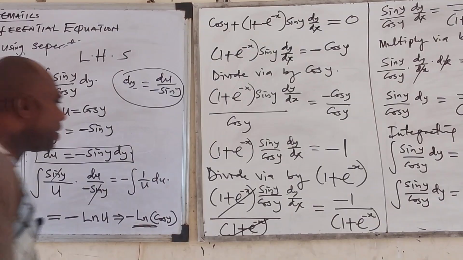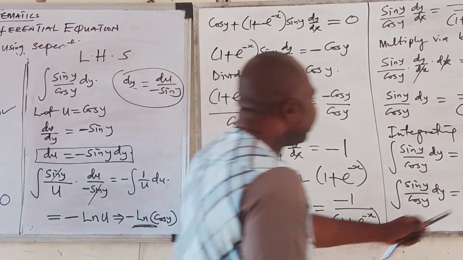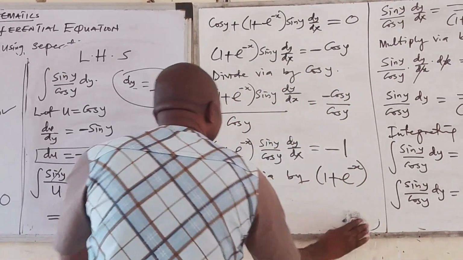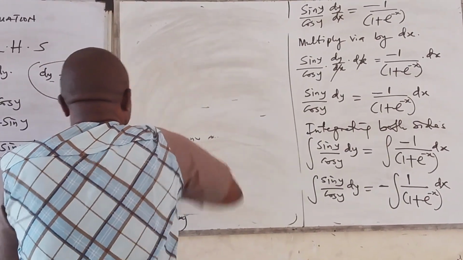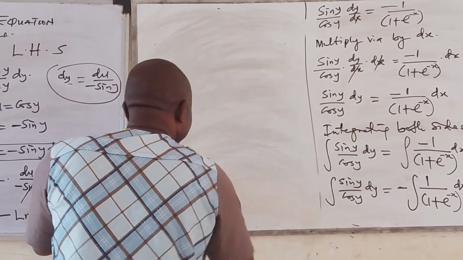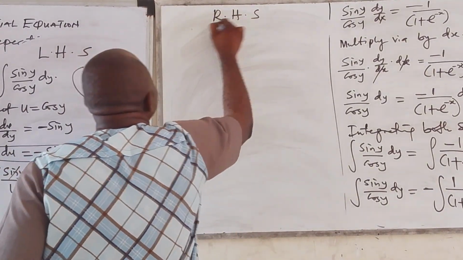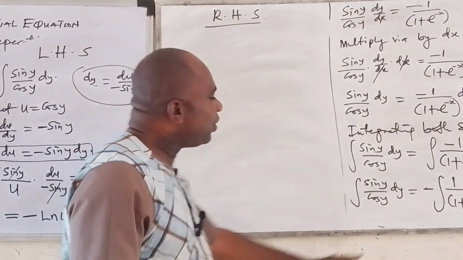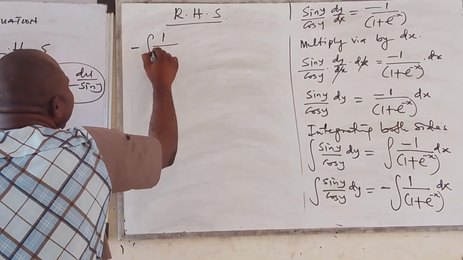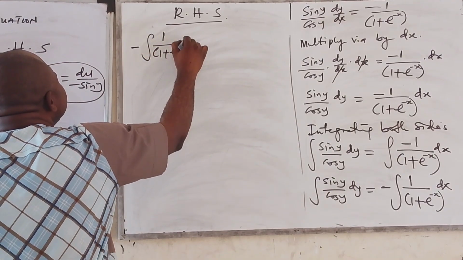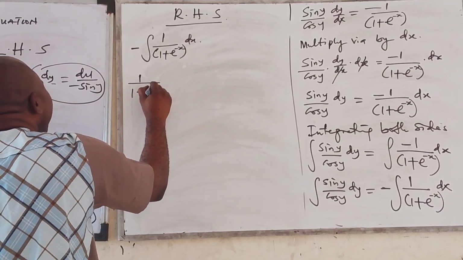Now let's look at the right hand side. For the right hand side, we are looking at minus the integral of 1 over 1 plus e to the power minus x dx. Now let's look at this function, 1 over 1 plus e to the power minus x.